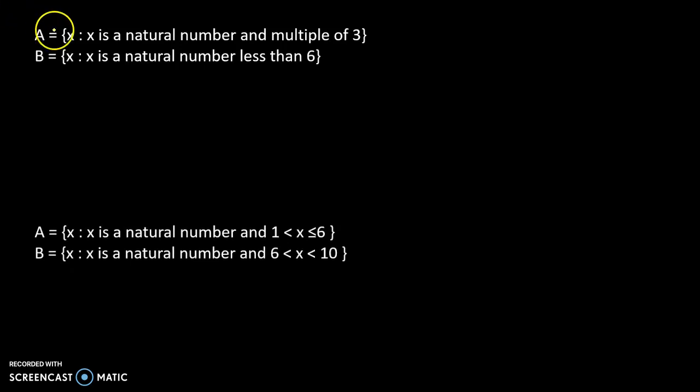The first example says A is equal to {x such that x is a natural number and multiple of 3}. So this is, I would say, set builder form. So what I will do is, I will first of all write the elements or the members of this particular set, and once I write the members of this particular set, then it will be easy for me to find out the union of this particular set. So what would be A? A is a natural number, so definitely it is going to start from 1.